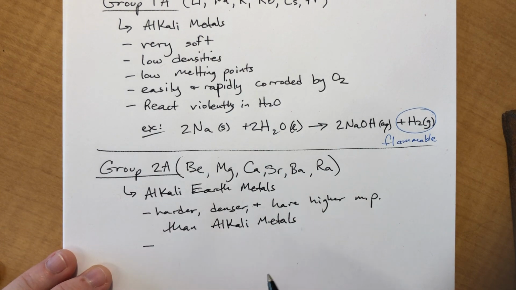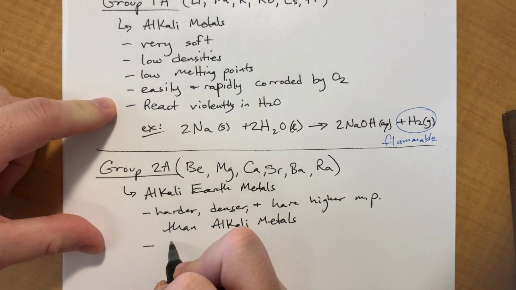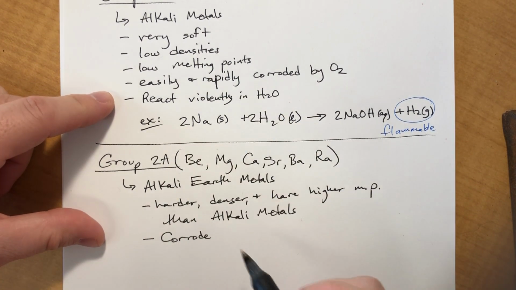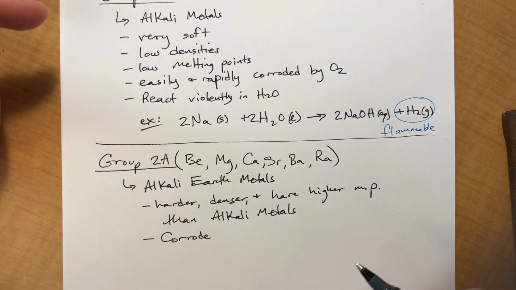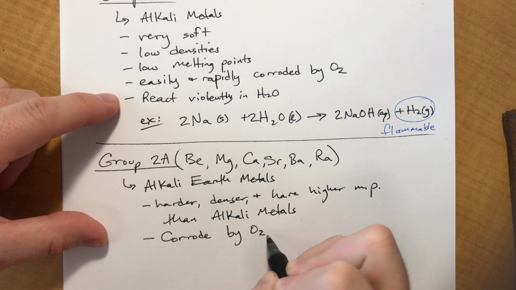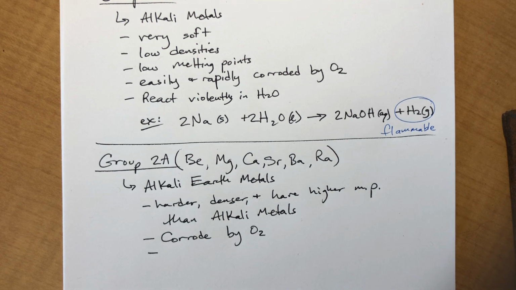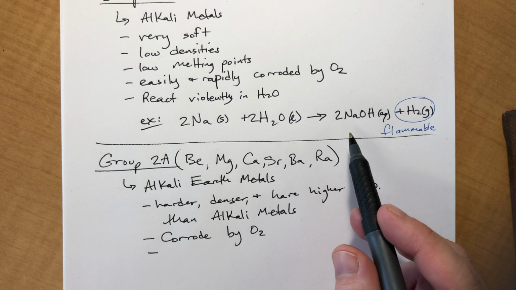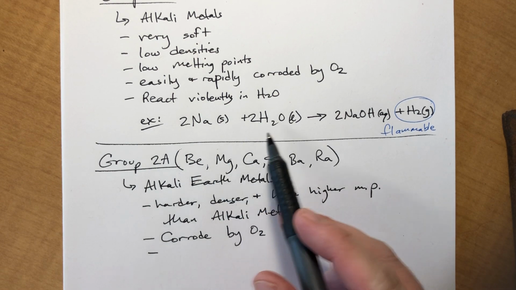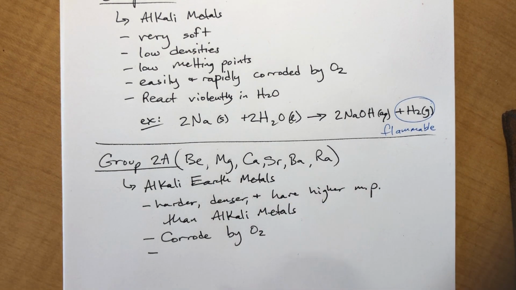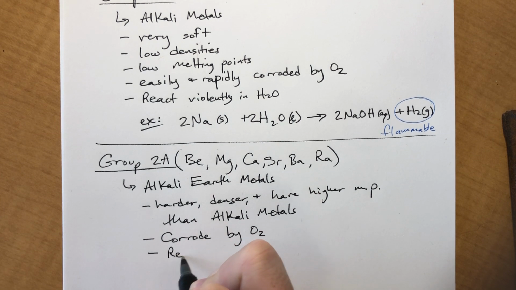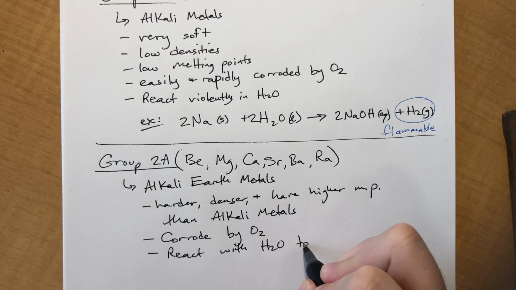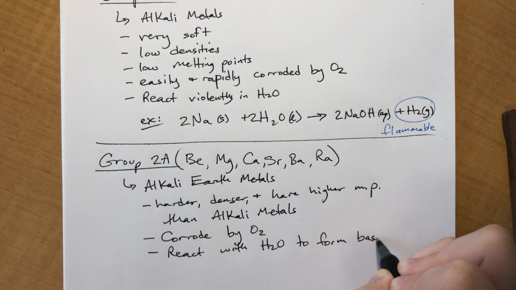They also corrode easily by oxygen. It's just slower, not a lot slower. They still corrode pretty easily, but compared to these, where you can literally watch it happen in seconds, this will take minutes. And they react with water and form alkaline solutions, which is why they're called alkaline earth metals, but they don't explode. They don't shoot flames out of the top. They do react with water to form basic solutions.